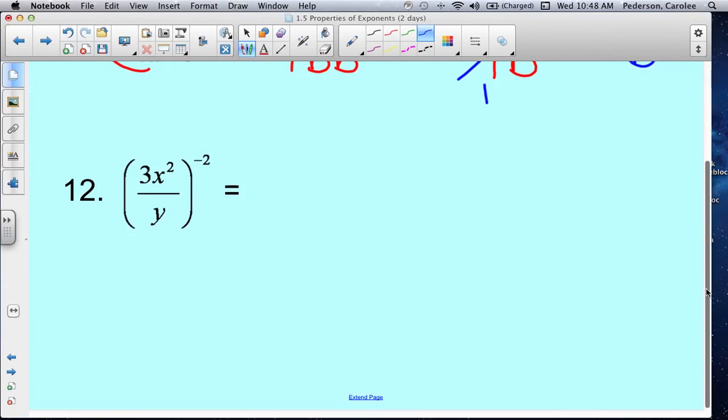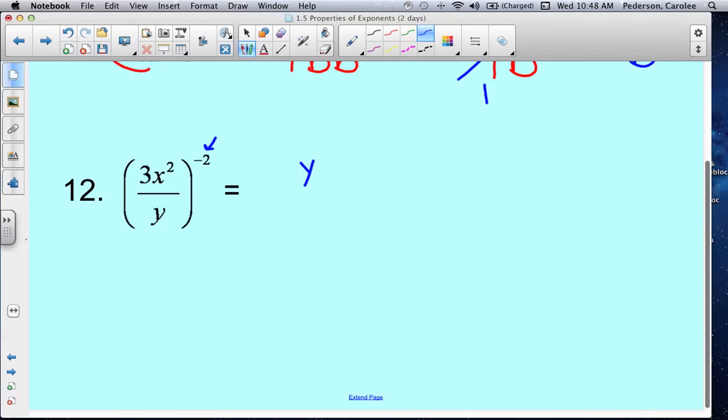Last example. You can do this problem 2 ways. One thing you can notice is there's a negative 2 power. So you can either distribute, distribute, distribute, or, I'm going to erase that, there's a negative exponent. So the rule is if you have a negative exponent, you can flip it.